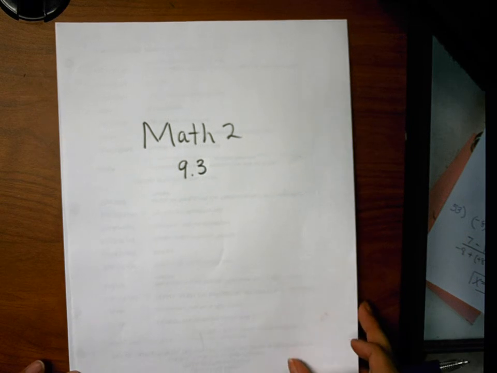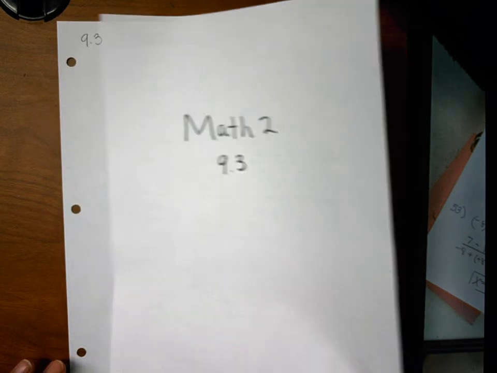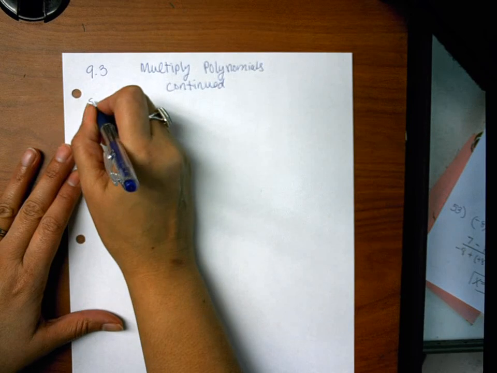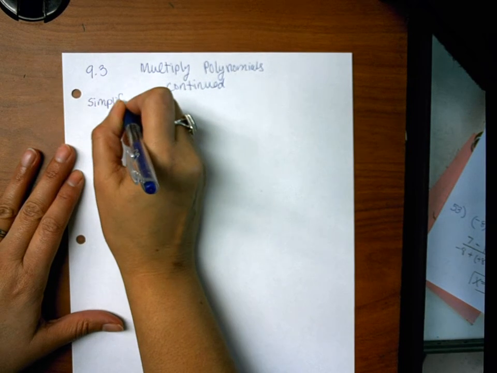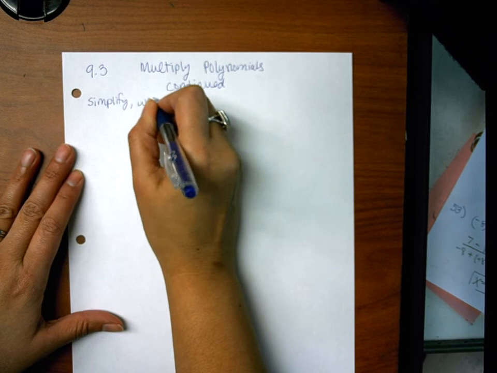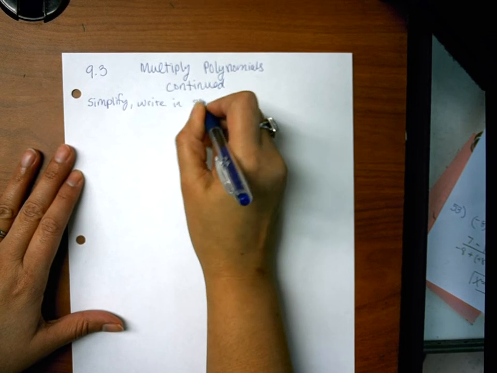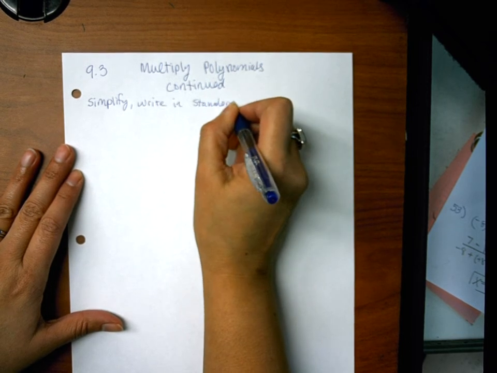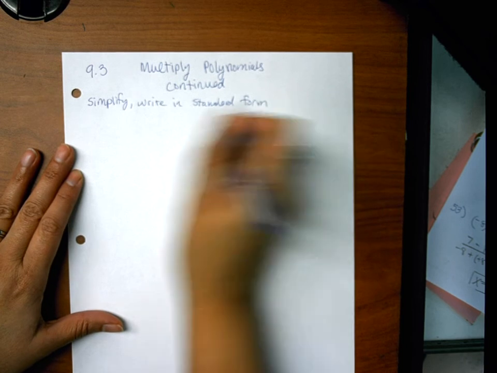This is Math 2, 9.3 notes. That's Unit 9, Lesson 3. Today we're going to be continuing with our Simplify. Write in standard form.